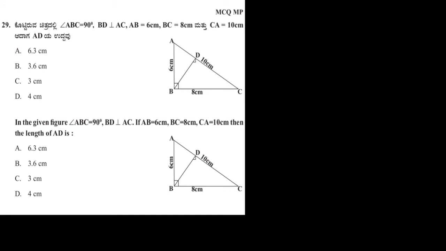In the given figure, angle ABC is equals to 90 degrees. BD is perpendicular to AC. If AB is equals to 6 cm, BC is equal to 8 cm, and CA is equals to 10 cm, then find the length of AD.